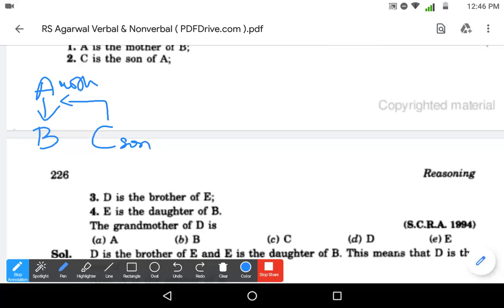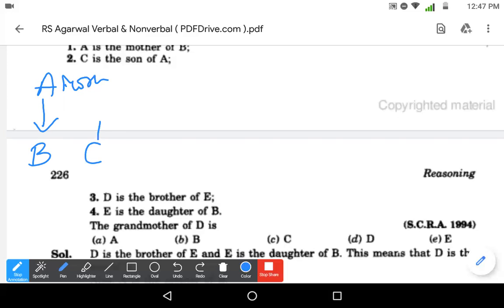Next, D is the brother of E. So D and E are brothers. Wait, not both are brothers. A is the mother of B. C is the son of A. D is the brother of E. So D is the brother and E is the sister. E is the daughter of B.